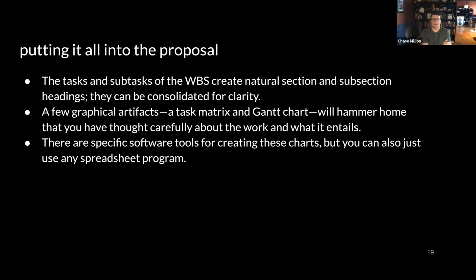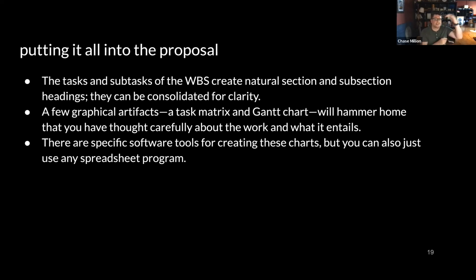And there are a couple artifacts that also come out of this project management literature that are very, very convincing to review panels. And I will go through those very quickly. First of all, I'll note that the work breakdown structure forms naturally section and subsection headings for a proposal. And that's how I've written my last few proposals.